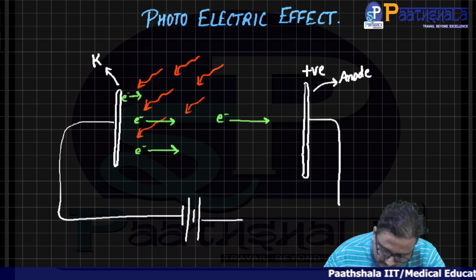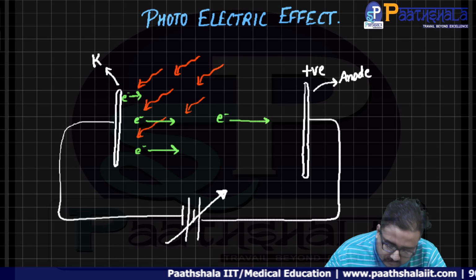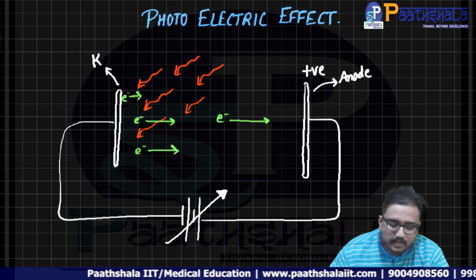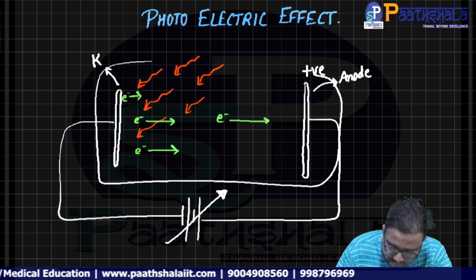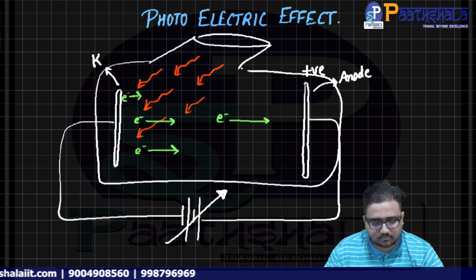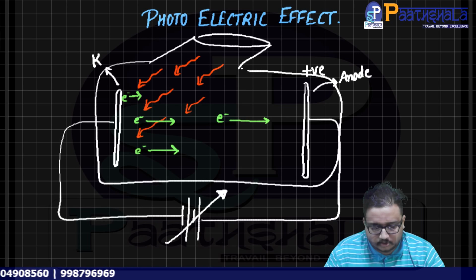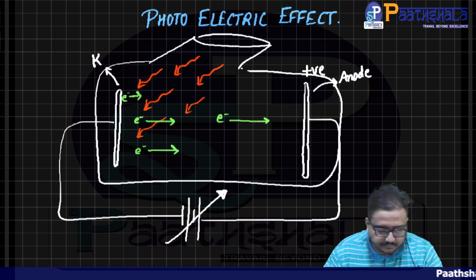So completing the circuit, often the voltage supply that is used is a variable voltage source, and the entire apparatus is kept inside an evacuated chamber or container. So this is the basic setup or apparatus of the photoelectric effect.